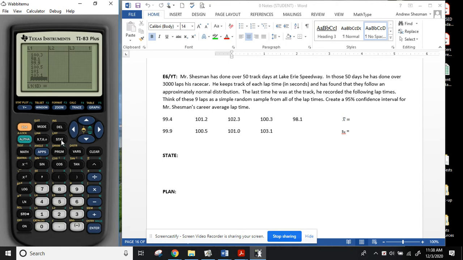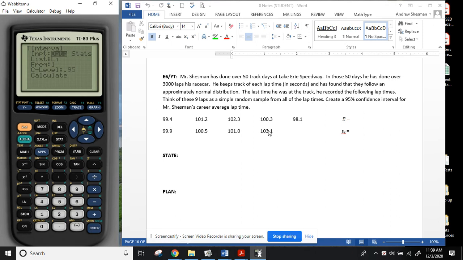So I'm going to press stat, and then I'm going over to tests. And I'm looking for my t interval. Because this is a means problem and I'm using a t distribution, I'm going to do a t interval, which is number 8 on my screen, hit enter, and I can either input data or stats.